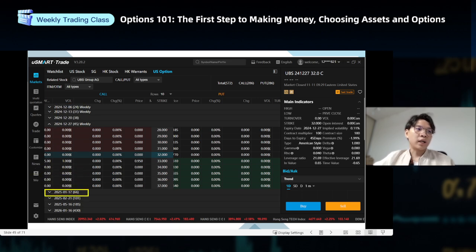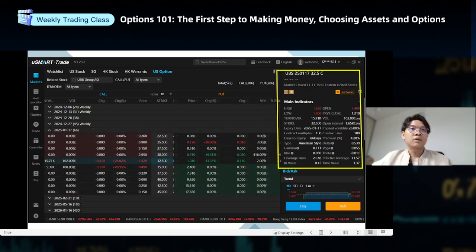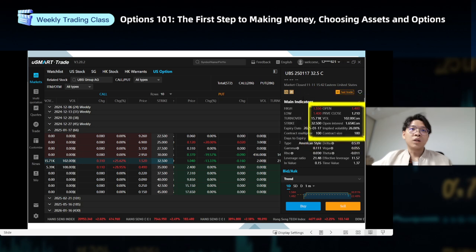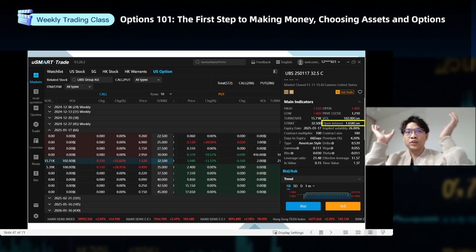Okay, now let's look at another option, which is 2 months until expiration. The one that is going to expire on 2025, January 17. Will it be a different case? When you check on the open interest, there are 1,650 contracts open right now. The open interest means the opening positions on hand, and it also represents the amount that the contracts need to be closed at expiration.